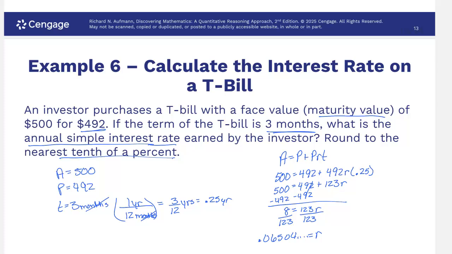We want the decimal to be turned into a percentage. So I'm going to move that decimal 2 places to the right. And when I do that, I want to round that answer to the nearest 10th. So 1 decimal place. And I'm going to end up keeping that 5 there. So they earned 6.5% on that transaction.